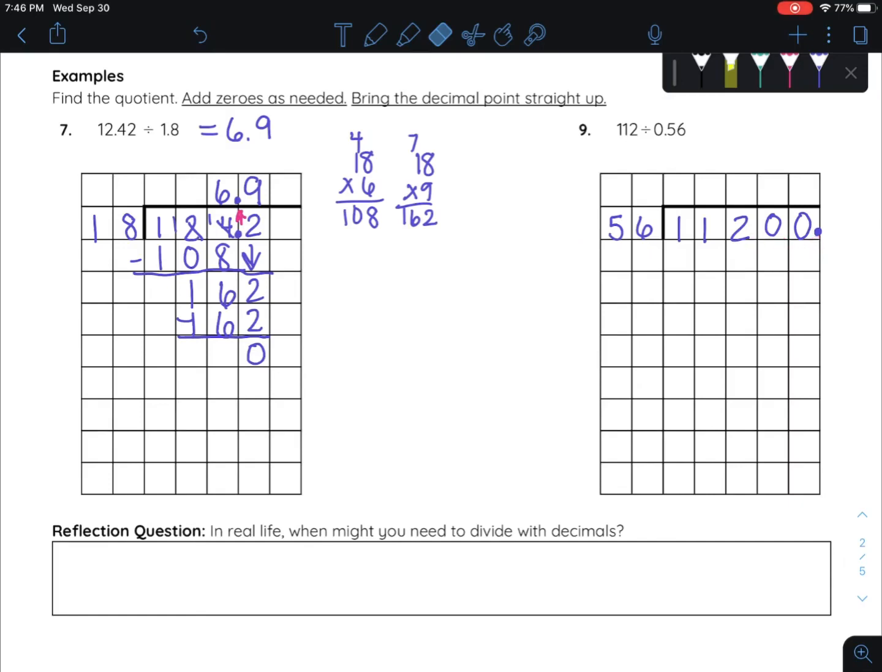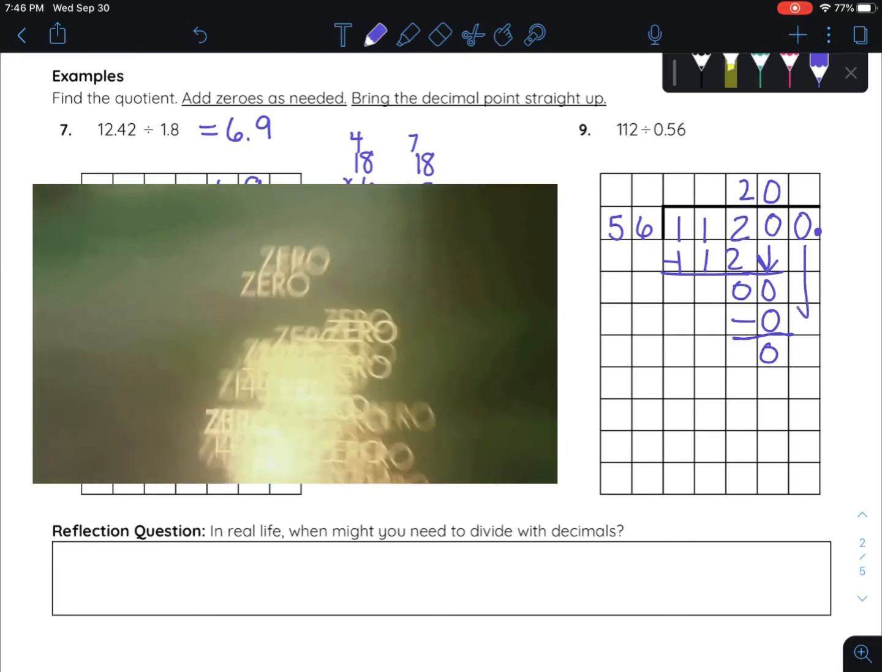And then we don't need any of that. Okay. 56 fits into 112. Maybe 2 times. So that's actually going to be exactly 112. Subtract, we get 0. Bring down a 0. 56 goes into 0 times. 0 times 56 is 0. This one's kind of weird. Subtract, we get 0. Lots of zeros here.